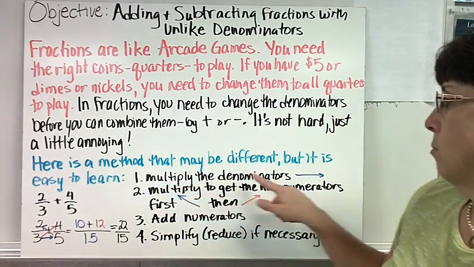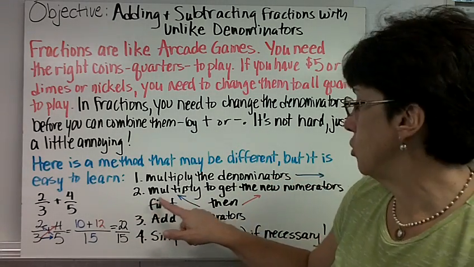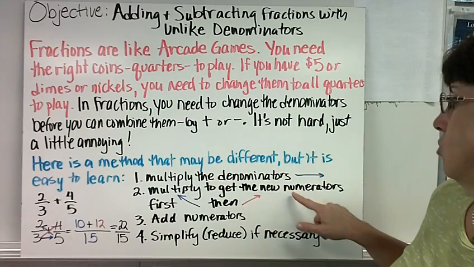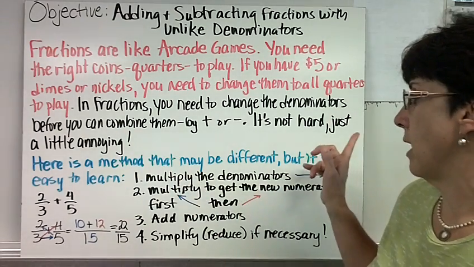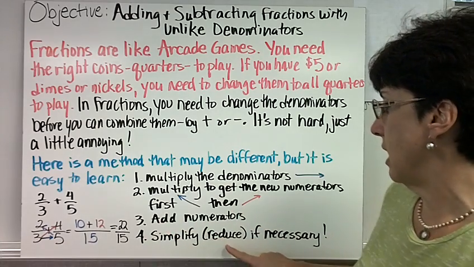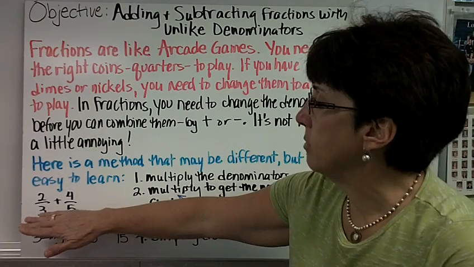All right, number one, multiply the denominators. So we're going to go straight across. Number two, multiply to get the new numerators. First, you go to the left, and then you go to the right. Add your numerators and simplify. Reduce if necessary.